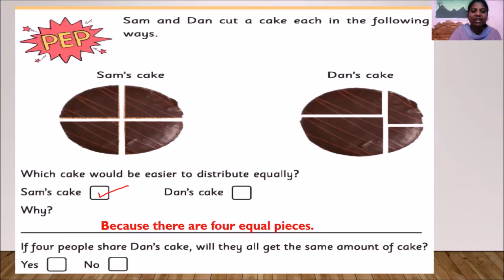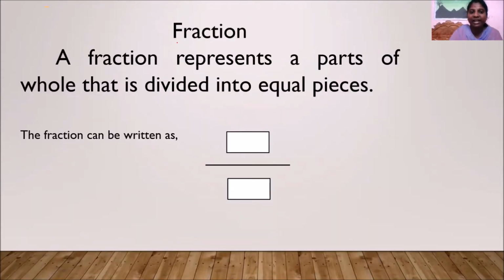Last question. If 4 people share Dan's cake, will they all get the same amount of cake? Look at Dan's cake and tell me, children. Tell me yes or no. No. Because there are 4 unequal pieces. Very good, children. Today's topic is fraction.